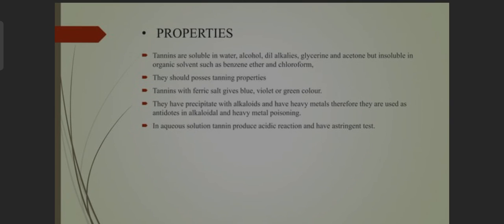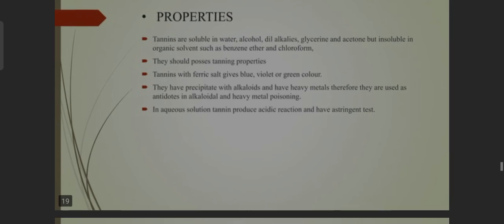Properties of tannins. Tannins are soluble in water, alcohol, dilute alkalis, glycerin, and acetone, but insoluble in organic solvents such as benzene, ether, and chloroform. They possess tanning properties. Tannins with ferric salt give blue, violet, or green color. They precipitate alkaloids and heavy metals, therefore they are used as antidotes in alkaloid and heavy metal poisoning. In aqueous solution, tannins produce an acidic reaction and have an astringent taste.